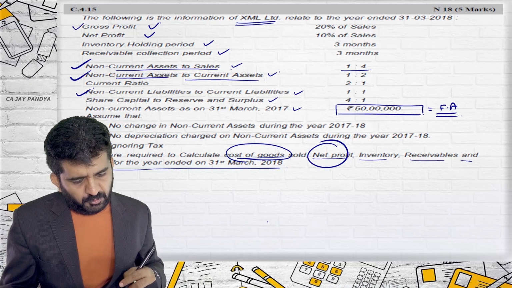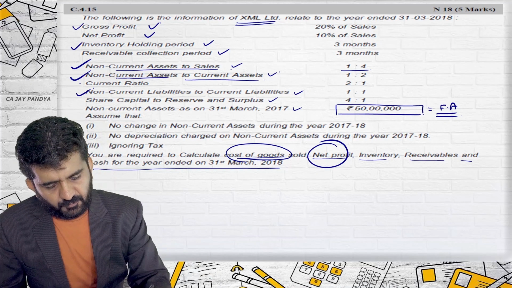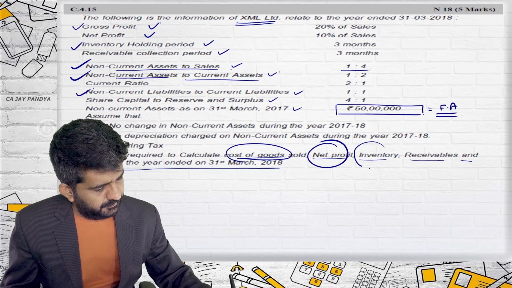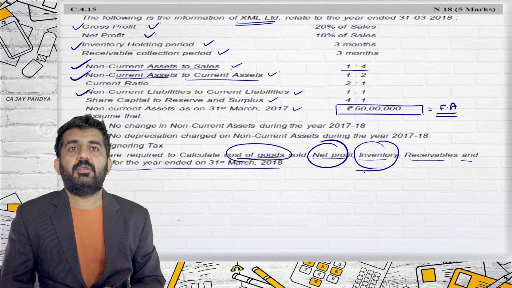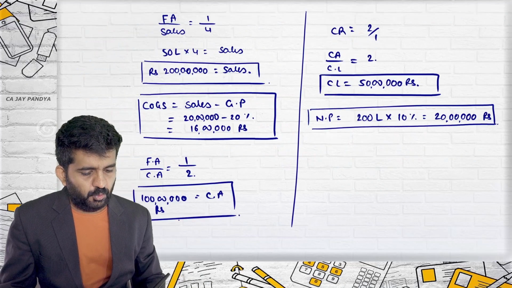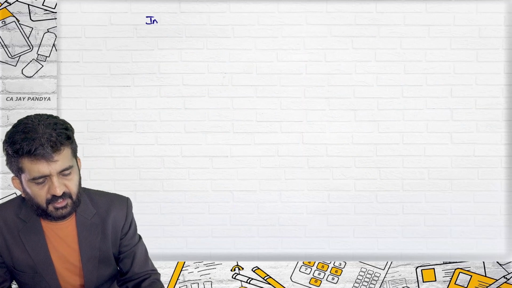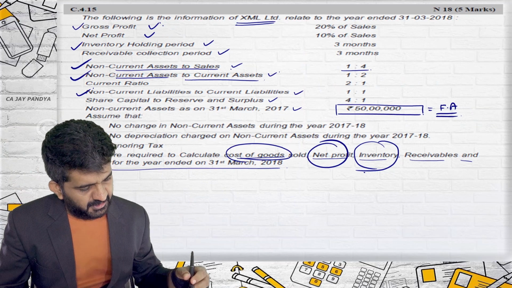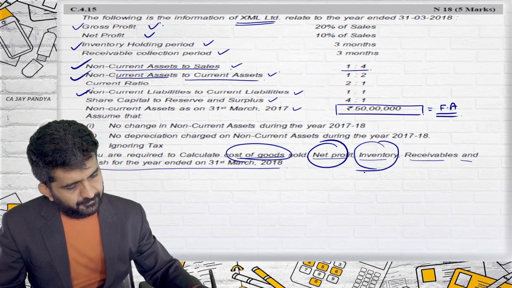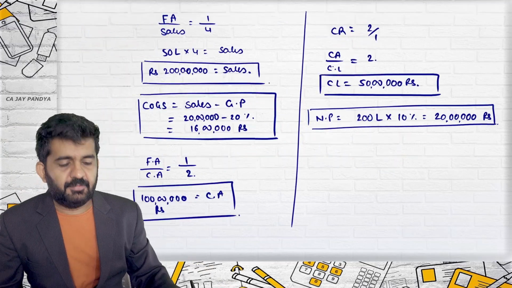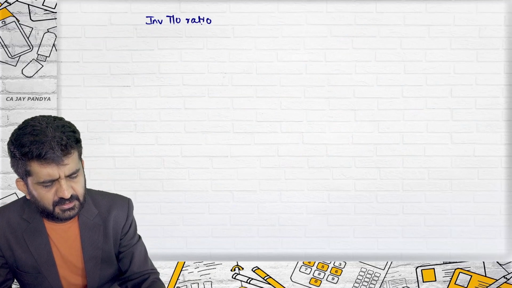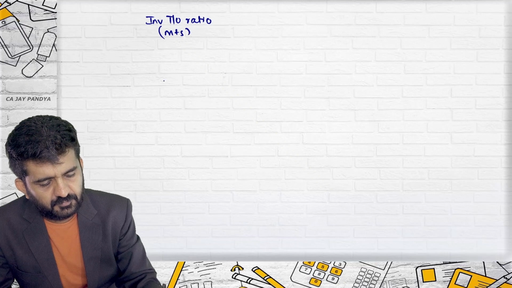I need to find out inventory. It can be found out from the inventory holding period. See, what is inventory holding period? Concentrate over here. It is inventory turnover ratio in months. Is it in months? Yes, 3 months. So it is inventory turnover ratio but in months.